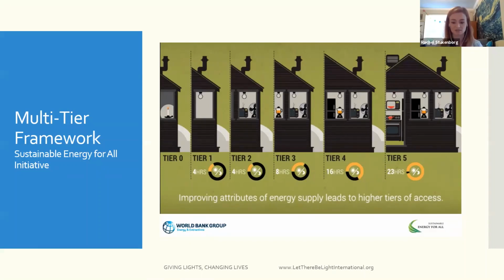So as shown in the image, as the tier number increases, the quality of the fuel source increases, and the number of hours in which the fuel source can be used per day increases. The availability of advanced energy appliances also increases. And this framework can be used to evaluate different levels of access and determine where energy needs are met and which ones need improvement.